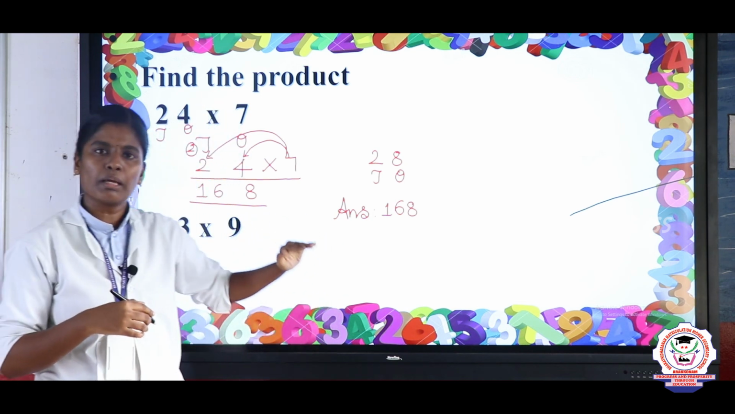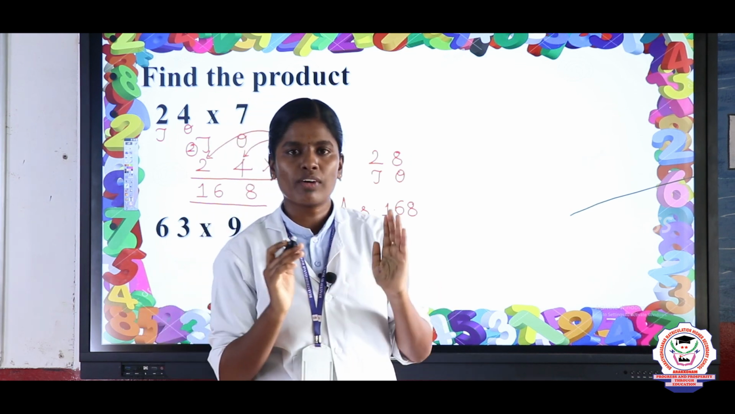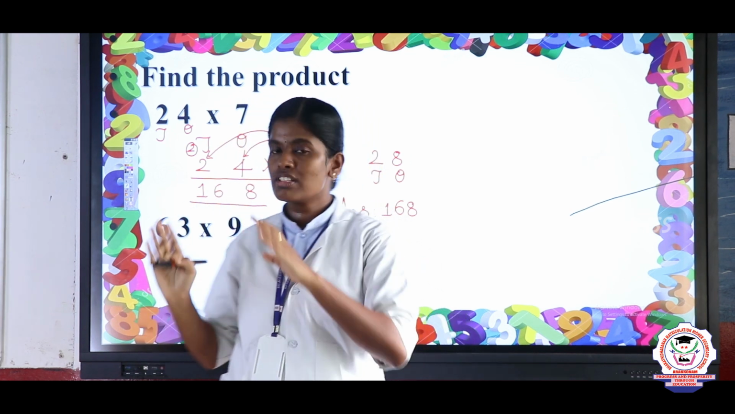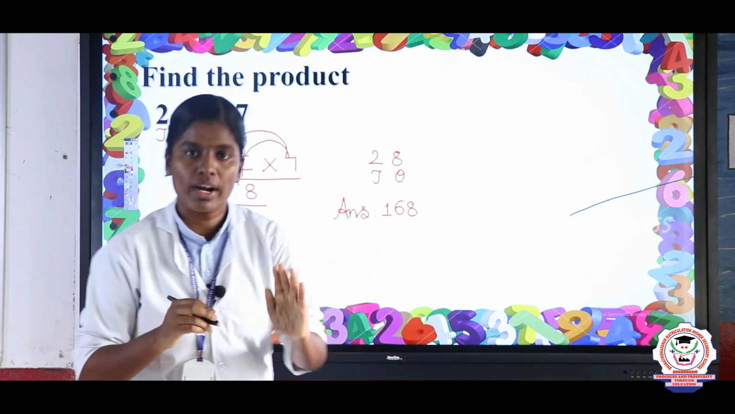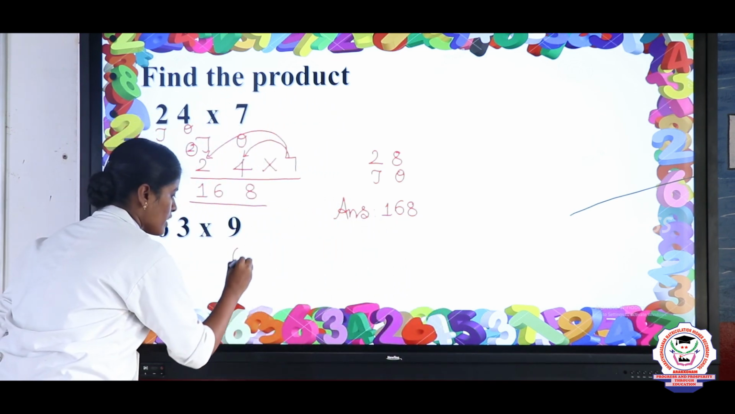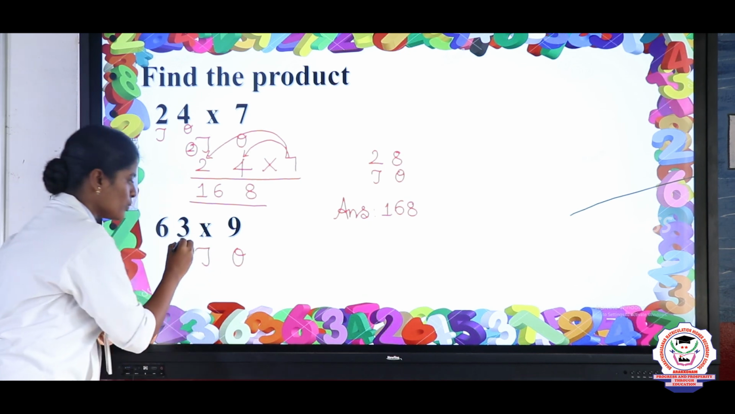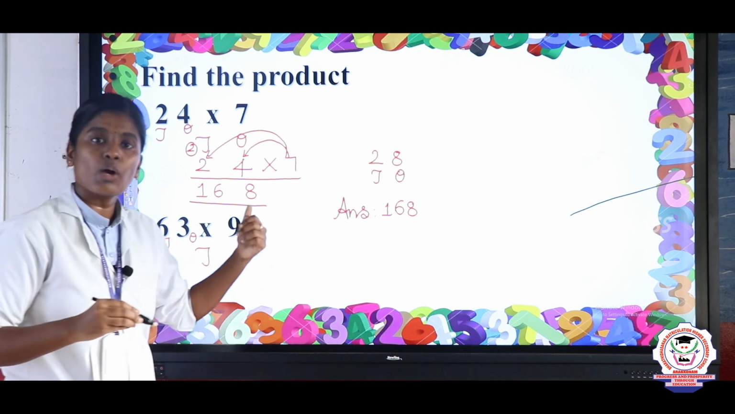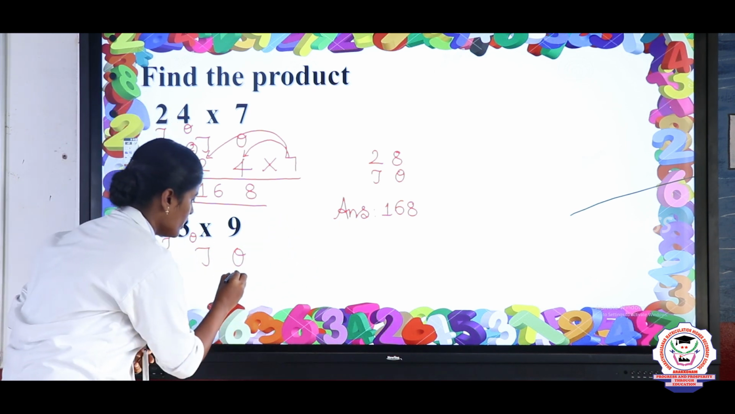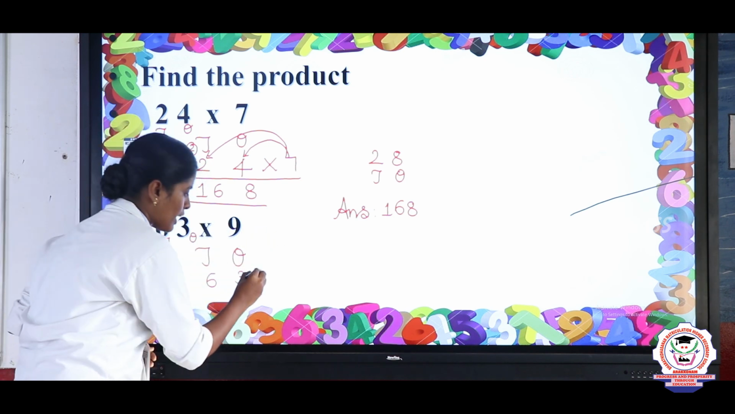63 is multiplied by 9. So, what is our first step? First, we are going to write the place values. Here, we have 2-digit number 63. So, first we are going to write the place value ones. Okay, ones and tens. Here, the ones place value is 3. The 10's place value is 6. So, write the ones place value is 3. The 10's place value is 6 and multiply by 9.